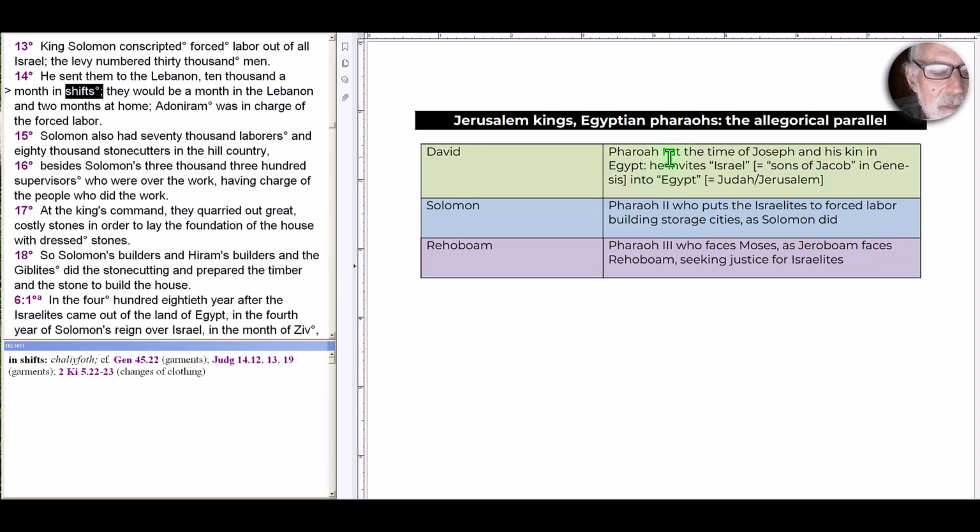So Pharaoh in the book of Genesis and Exodus welcomes Joseph and his sons and has them settle there. That's Israel. They're not called Israel there. They're called the sons of Jacob.